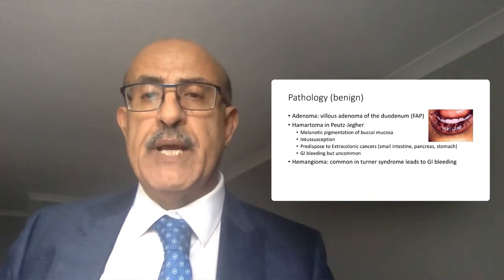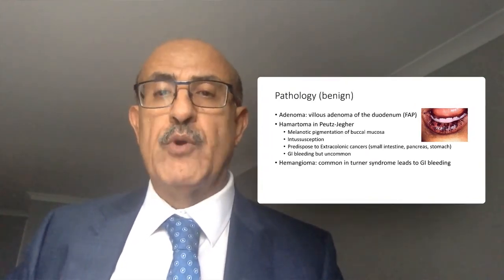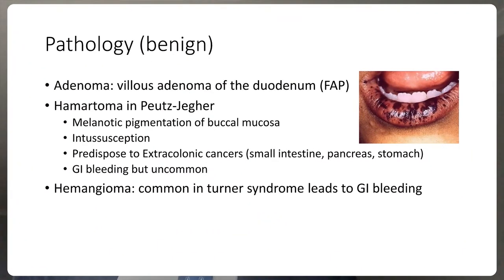Now, there are a few benign lesions that you will encounter in the small bowel, and probably the most common that we see is adenoma. And there, when we say adenoma, we mean the villous adenoma of the duodenum that happens in patients with familial adenomatous polyposis coli. These patients tend to generate a lot of villous adenomas, which can be pre-malignant.